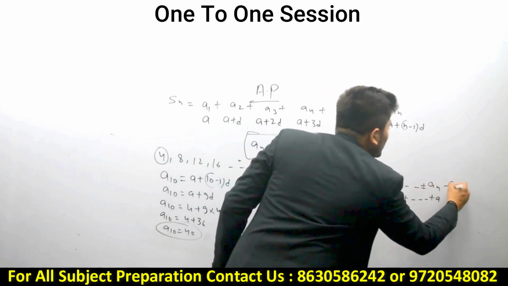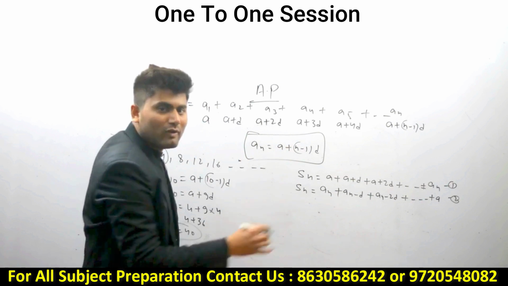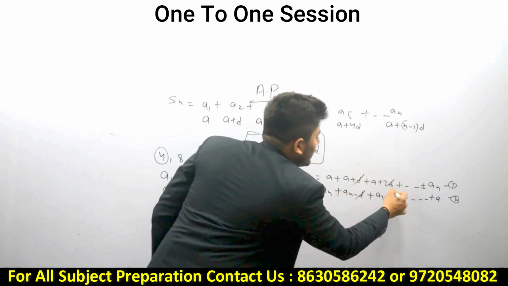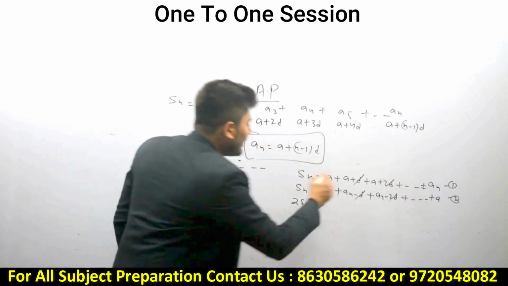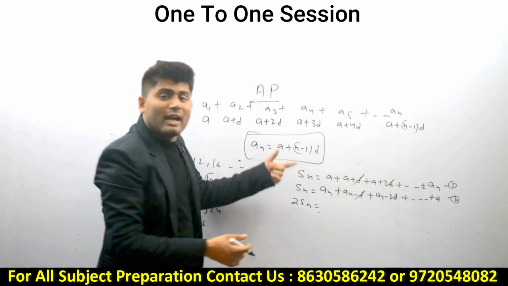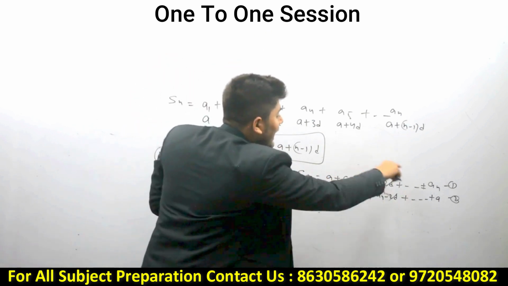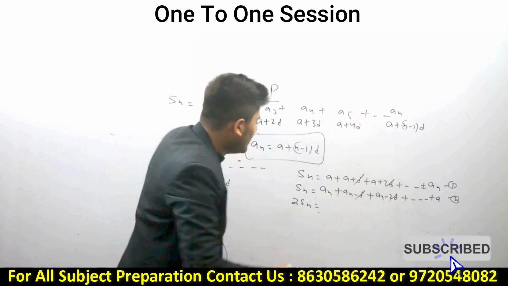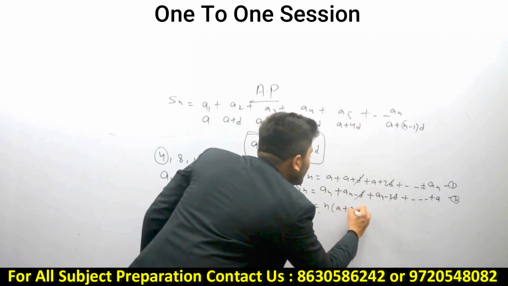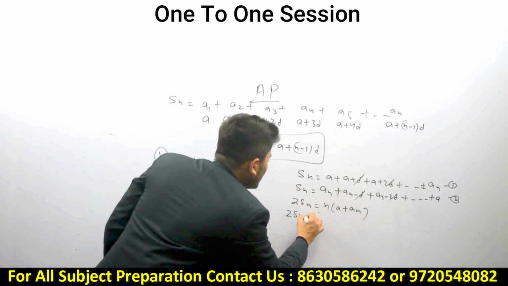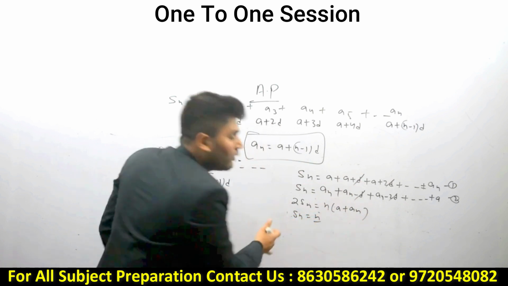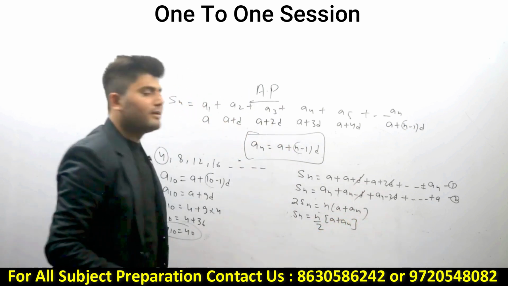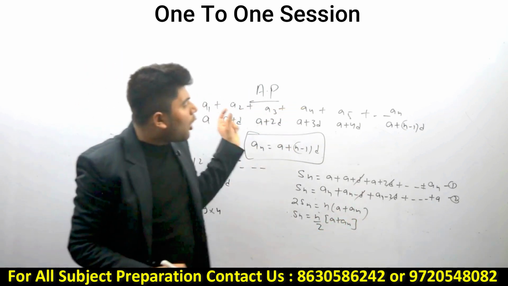And you have two equations. When you add these two equations, you will get twice Sn equal to, all the D's cancel, 2D cancels, and you will get only A and An. And how many times? n times. You will get A n times and An n times. So you can write it as n times A plus An. So twice Sn is n times A plus An, so Sn is n by 2 into A plus An. This is the formula for the sum when you add all these terms.